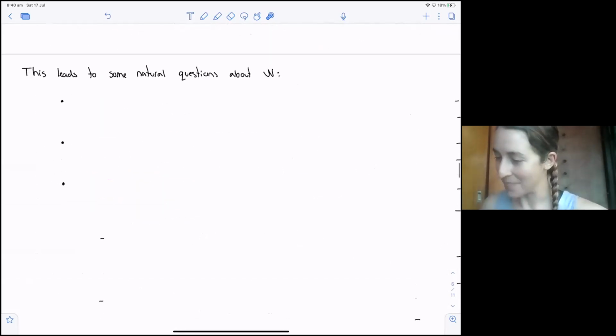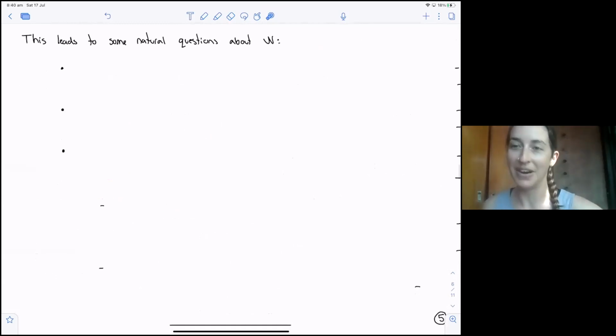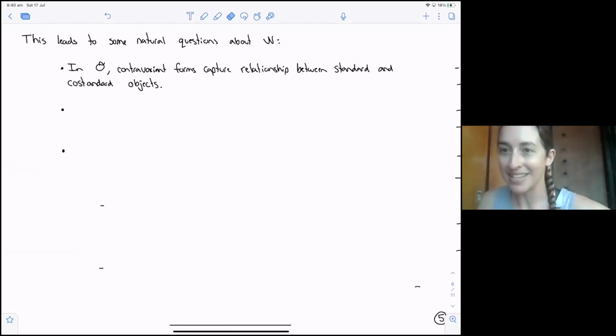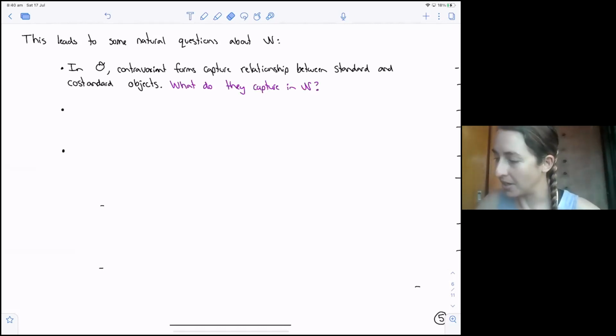Cool, so I asked you for questions, but now I'm going to give you a bunch of questions. I claimed that all those things I said just led us to some natural questions about this category. The first one is that in category O, one of the roles that contravariant forms play is that they capture the relationship between standard and co-standard objects. So we have a bunch of contravariant forms in category N, but there's too many of them. So what are they measuring? What do contravariant forms capture in category N?